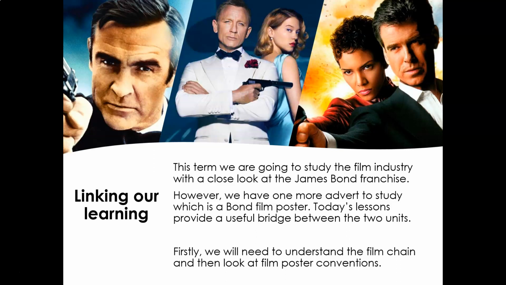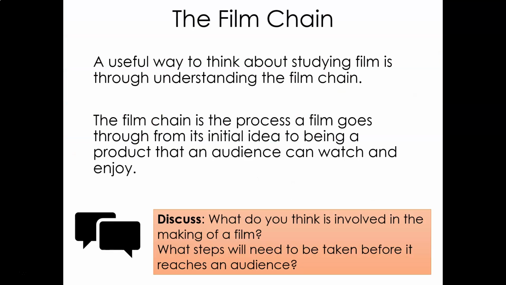The first thing we're going to understand is something called the film chain, and then we're going to be looking at film posters and their conventions. So the film chain is a really useful way to start thinking about the film industry and studying the process a film goes through from its initial idea at the development stage all the way through to it being made and becoming available for an audience to watch and to enjoy.